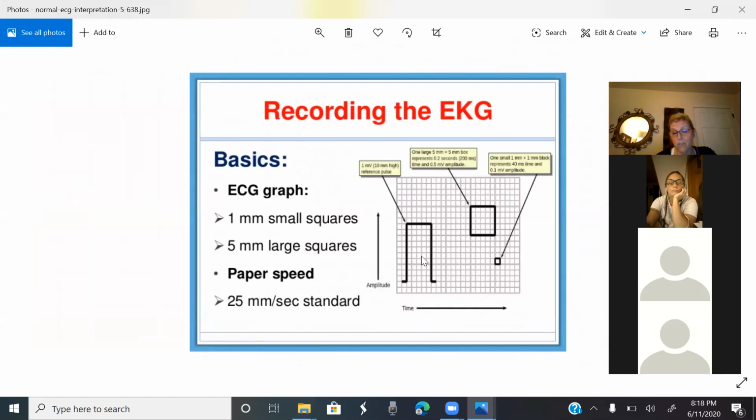So again, and I can send y'all these too, but again, all this is going to be standard. One large box. We're only ever measuring this way.